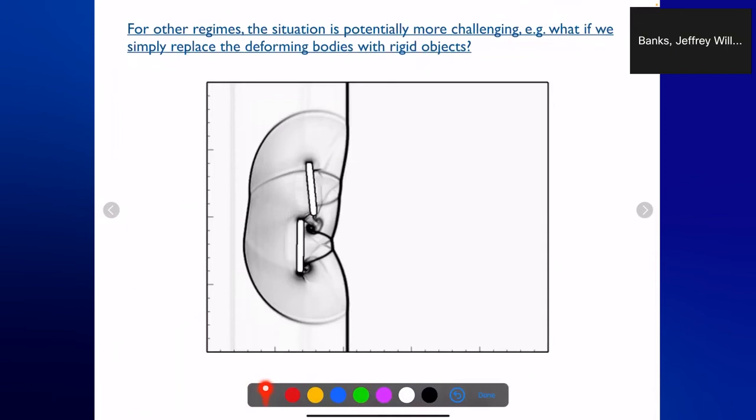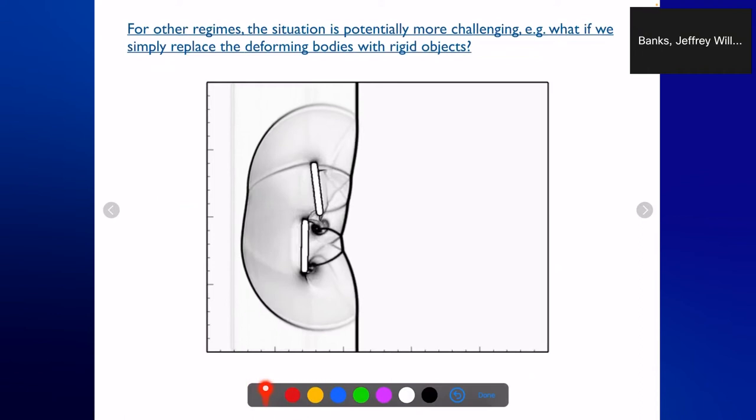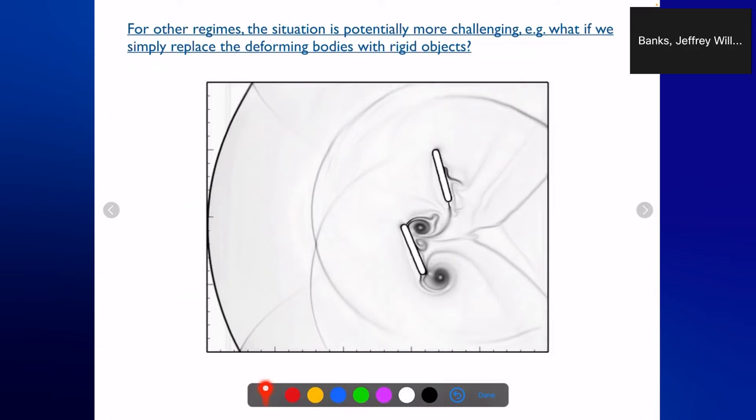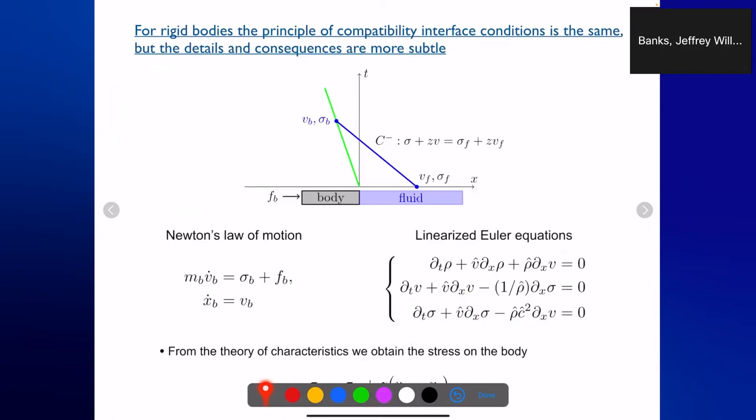All right, so now you get into the question of what happens if I do more complicated things. For example, you might think this is simpler, but it's actually not. What if I replace those elastic bodies by rigid sticks? So these are now rigid bodies rather than deforming bodies. It looked nominally similar, but now they're rigid. I can still do a similar type of thing. The principle is exactly the same. It turns out that the principle is still these compatibility boundary conditions.